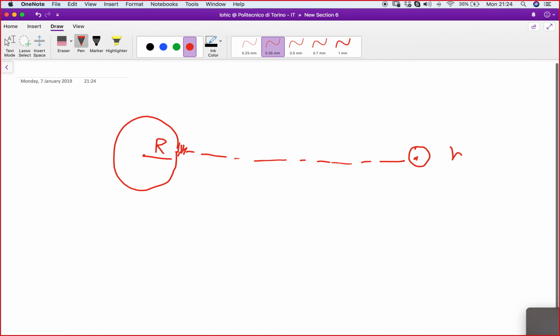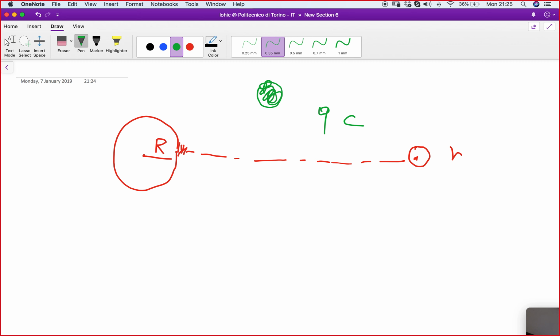Then I distribute some charge Q, Q coulombs, and I put it on all the conductor. My question is, on which conductor will there be more charge? Because the charge cannot stay inside the conductor, on the surface of which of these two conductors will there be more charge?